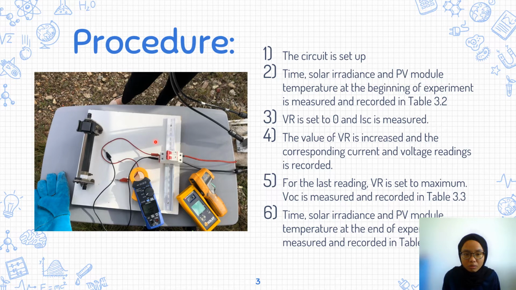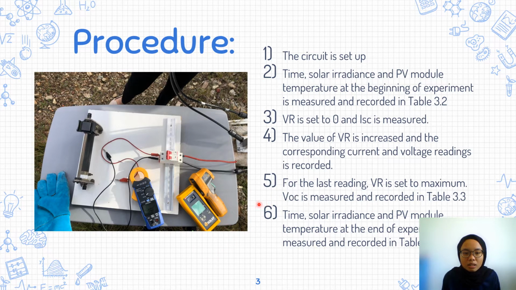beginning of the experiment. Next, the VR of variable resistor is set to 0, and then the value of VR is increased, and the corresponding current and voltage reading is recorded. The current and voltage reading is recorded by using this voltmeter.